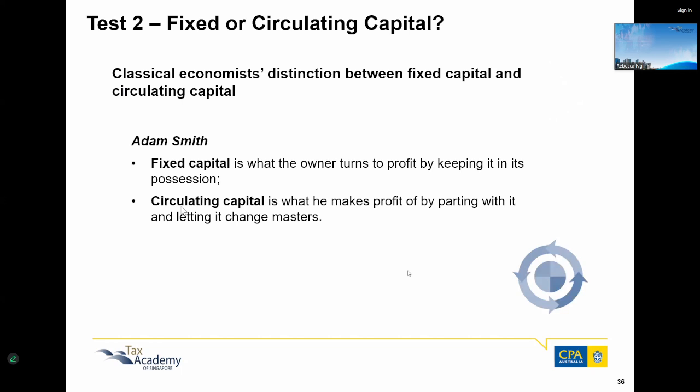The other test we will also look at is whether it is fixed or circulating capital. Fixed capital is what you use to turn to profits, and circulating capital is by parking this capital and letting it change hands. So essentially, I would say that fixed capital is something like fixed assets, and circulating capital will be your stocks in trade.